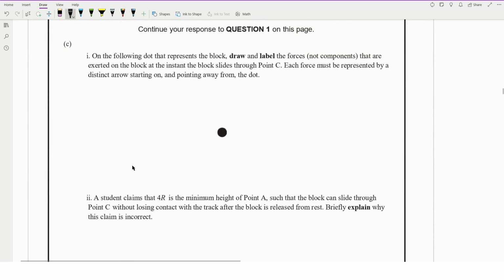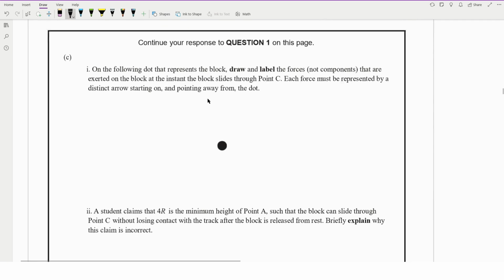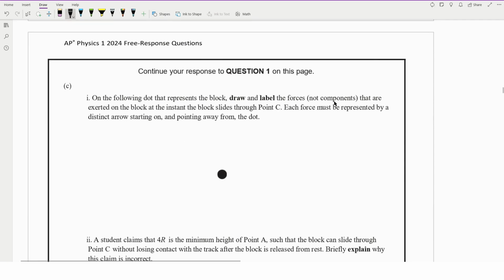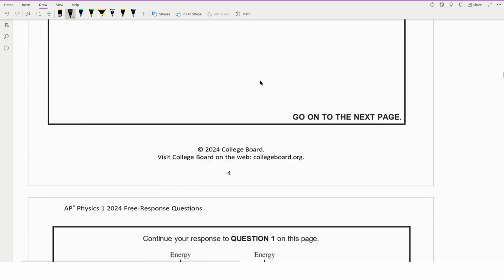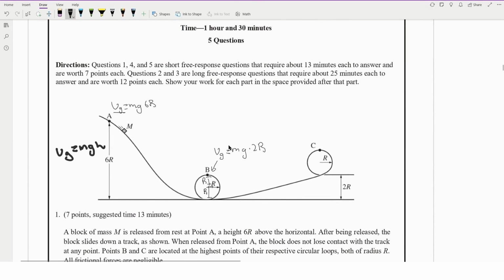Okay, question C. On the following dot that represents the block, draw and label the forces that are exerted on the block the instant the block slides through point C. Okay, so at point C, what we know is that there's always gravity, and the only other force is the force that counteracts the gravity force, which is the normal force. Because there's no net work or force applied here, it might be moving in this direction, but a force is not applied in this direction. So the only forces are gravity and the normal force.